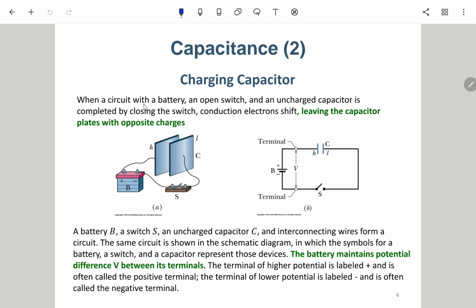So when a circuit with a battery, an open switch, and an uncharged capacitor is completed by closing the switch, conducting electrons shift, leaving the capacitor plates with opposite charges. Okay, so here we have a battery, and this positive side connects to a plate, and the negative side connects to a switch, and then this switch connects to the other plate of the capacitor.